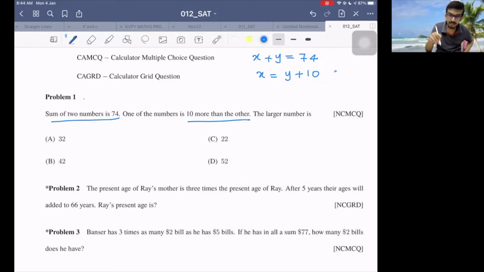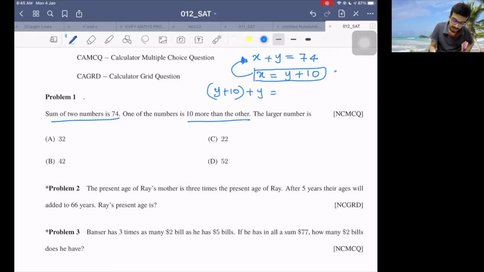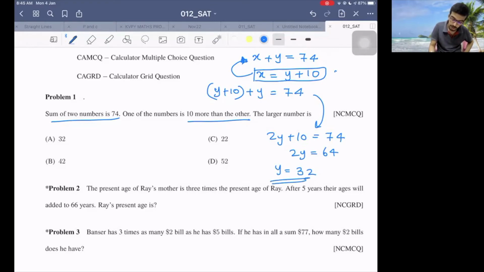Now we have to solve this. So you have to replace x with y plus 10 here. So y plus 10 plus y is equal to 74. So we have 2y plus 10 is equal to 74. 2y is equal to 64. y is equal to 32. So your x comes out to be 42. So the larger number is 42.